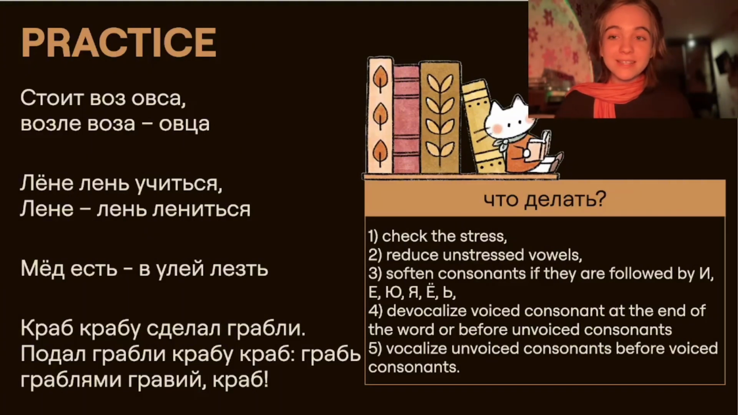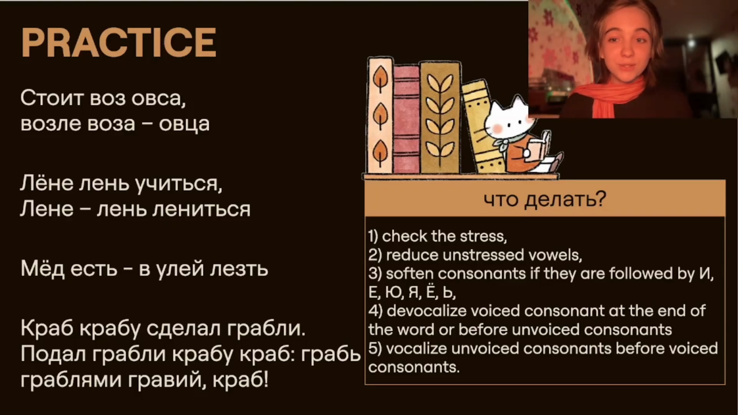The second one is Лене лень учиться, Лене лень лениться. Here we have a lot of soft l, which is a very difficult sound for a lot of students, and also this ться combination, which is pronounced as ца. One more time. Лене лень учиться, Лене лень лениться. And also in the last word, лениться, you see the last e is under the stress, and the previous e is pronounced as i because it's unstressed, лениться.